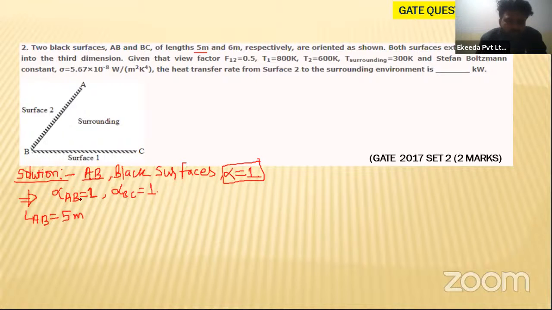5 meter, my dear student. Length of BC is given to be how much? Length of BC, how much have they given? Length of BC they have given to be 6 meter. Okay, 6 meter. Very good.